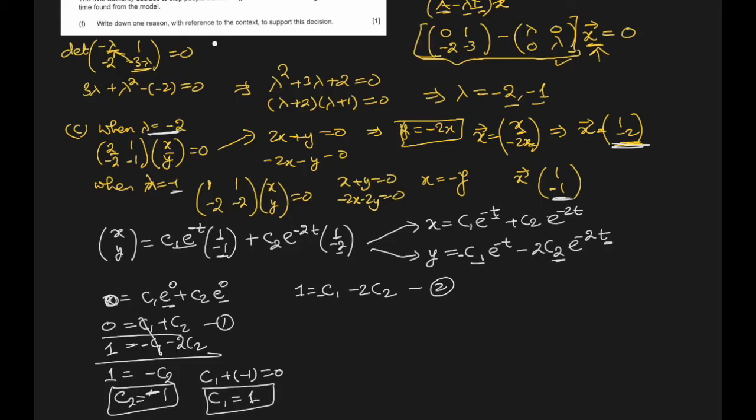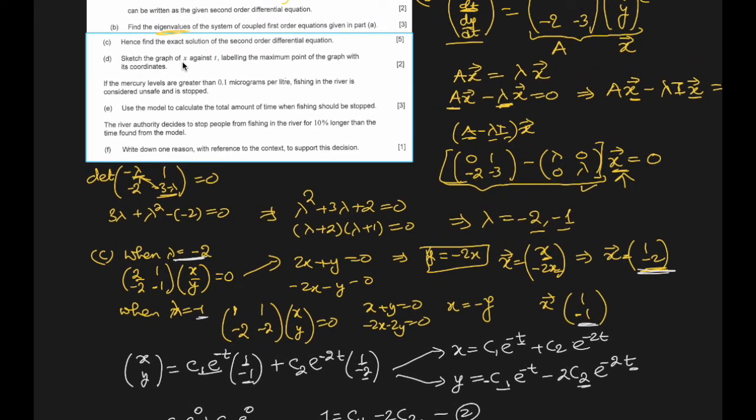And now we'll get the exact solution as they were asking for. So x equal to, c1 is 1, so no need to write it, e to the power minus t plus c2 is minus 1. Yeah. So I'll write minus 1 times e to the power minus 2t, and y becomes minus c1, which is minus 1, so minus e to the power minus t, plus 2e to the power minus 2t. This is the exact solution. All right.